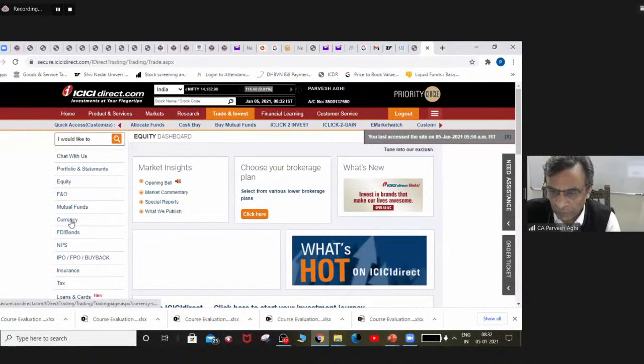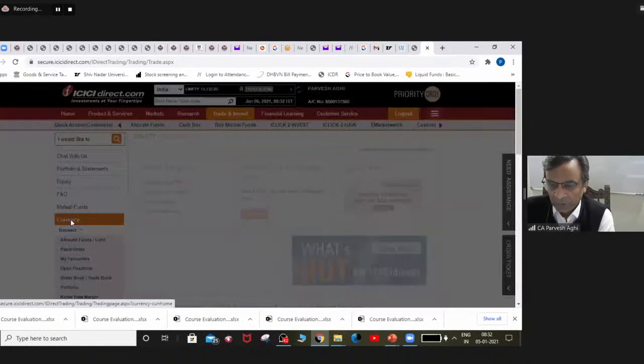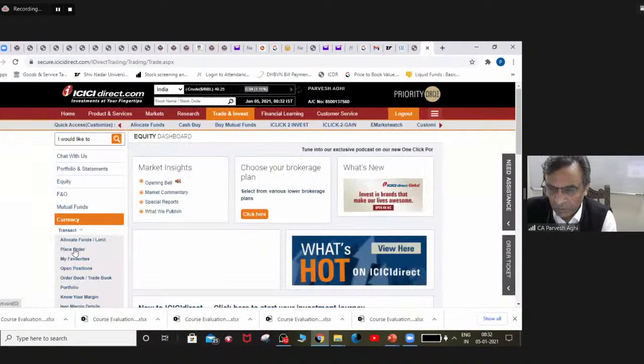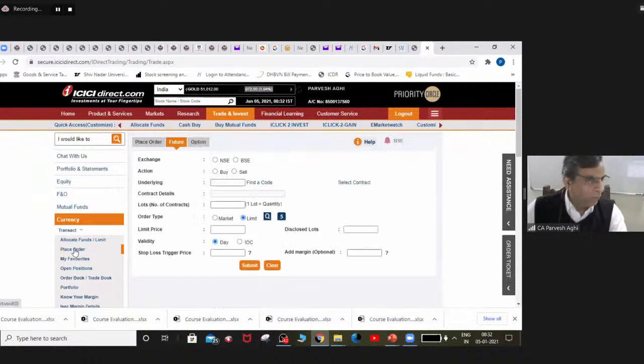So we go to currency market. So we go to place order. Okay. So I've just opened the stock market currency futures place. We are currently using the ICAI window to explain how the currency market functions.